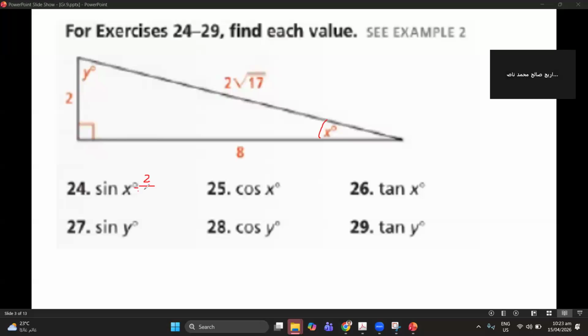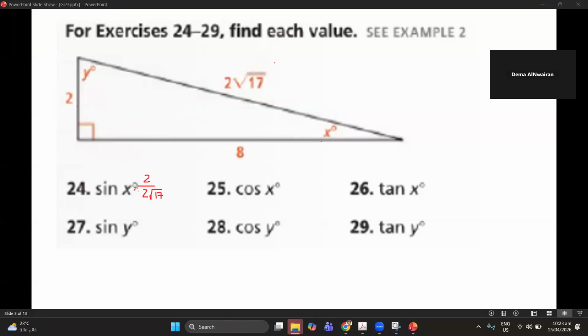Miss, how did you get x? Angle x is given here. Okay. What is the ratio for sine of x? It's opposite over the hypotenuse. So here now, it's 2 over 2 square root of 17.